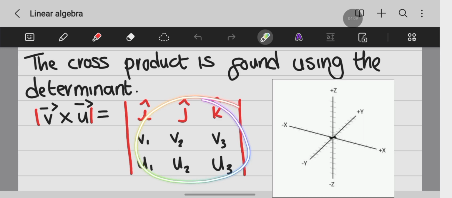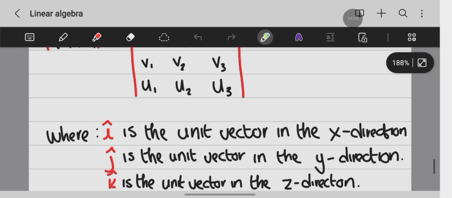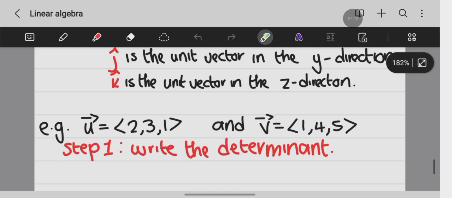Here I wrote a 3D vector where you have i, j, and k, and the vectors, obviously, or whatever components are in the vectors. And where i is the unit vector in the x direction, if you think of your planes, i is the unit vector in the x direction, j is the unit vector in your y direction, and then k is the unit vector in your z direction, right? Which is what I wrote here. And let's have an example or some calculations to work on.